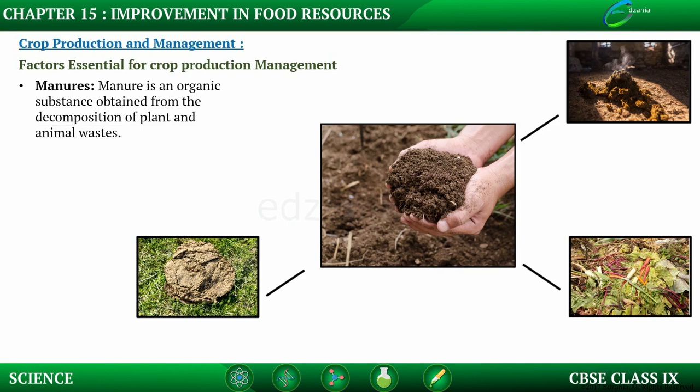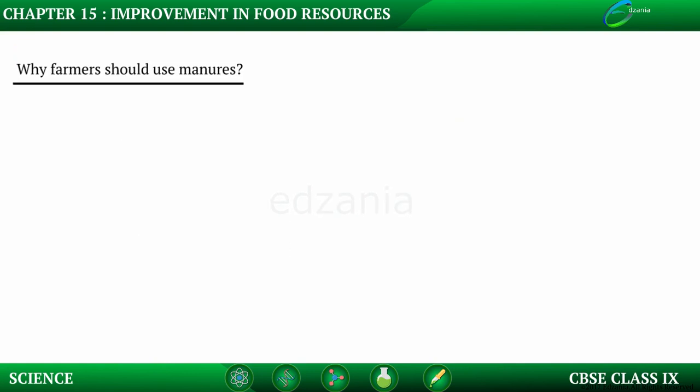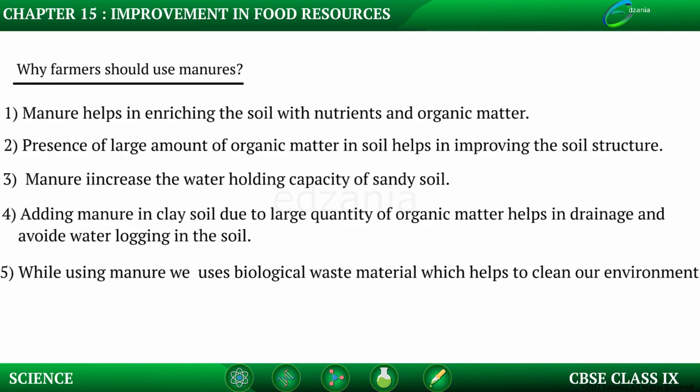We have already seen in 8th standard how manure gets prepared from plant and animal waste. Let's have a small recap on this. Then the question may arise in your mind: why should farmers use manure? There are many reasons which tell us why farmers should use manures. First one is manures help in enriching the soil with nutrients and organic matter, which increases soil fertility.